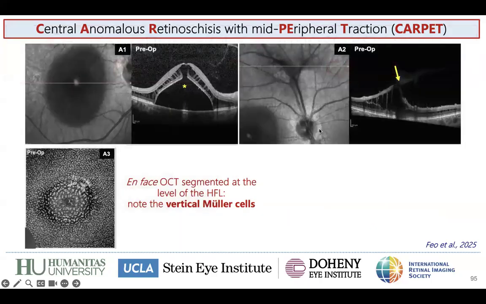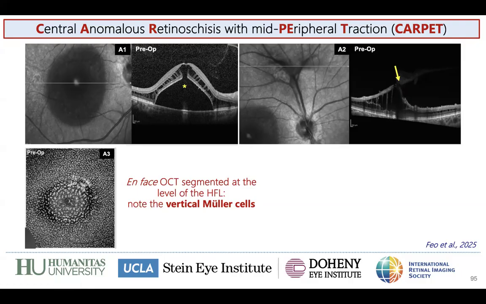And ANFAS-OCT in this case was useful to identify the vertical appearance of the Mueller cells using a segmentation at the level of the Henle fiber layer. So this patient was operated on by Dr.